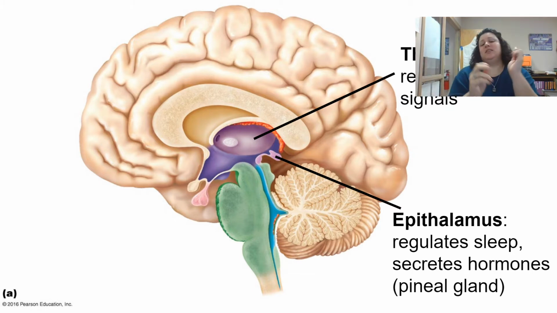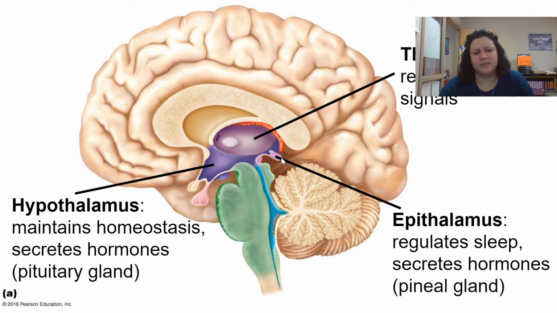So the epithalamus's main job is to secrete this hormone called melatonin, and melatonin controls our sleep-wake cycles. So it's basically the one that makes you go to sleep. And the gland is called the pineal gland, so that part that sticks out right there is the pineal gland.